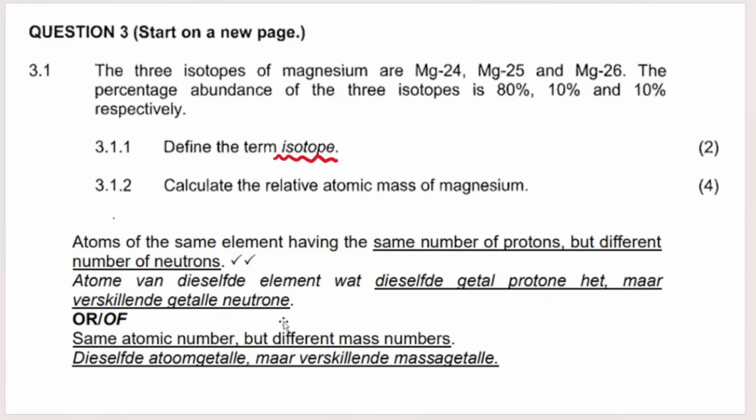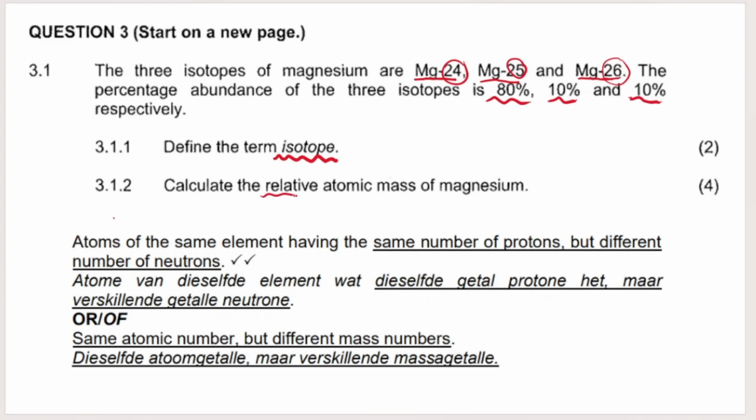it. There we go. Then the next question wants us to work out the relative atomic mass of magnesium, which takes into account the percentage abundance. So for example, magnesium here has 3 different isotopes: magnesium 24, magnesium 25, magnesium 26. So it's kind of like getting an average of these 3 numbers, but it takes into consideration the percentage of abundance of each of them.